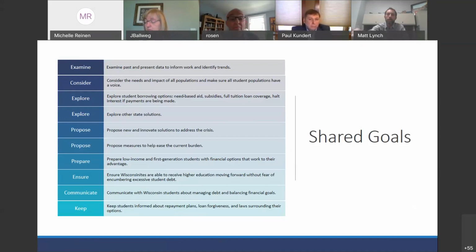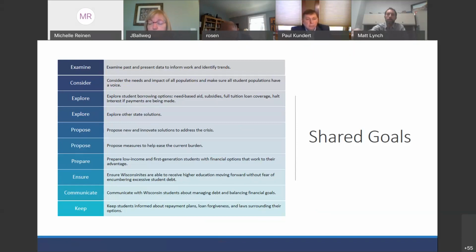We want to examine, consider, explore, propose, prepare, ensure, communicate, and keep. So overall, what does that really mean? Examine past and present data to inform work and identify trends. Consider the needs and impacts of all populations and make sure all student populations have a voice. Explore student borrowing options, need-based aid, subsidies, full tuition loan coverage, and halting interest if payments are being made. These are the terms and ideas that came from you as task force members.